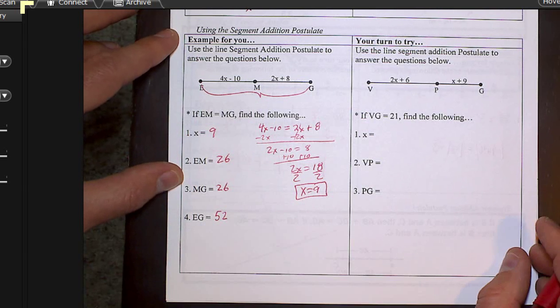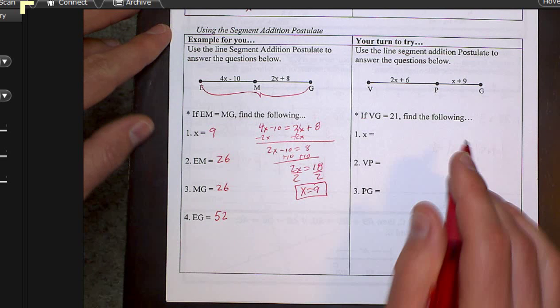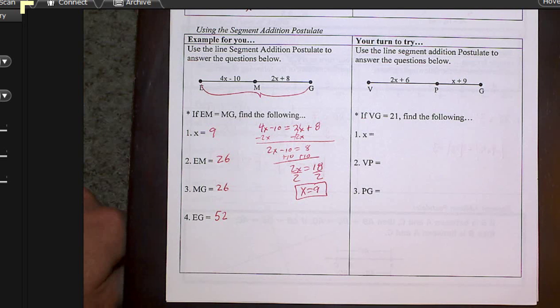There's a problem right to the right of this problem. Go ahead and try that. Hit pause and try that, and then check back with me here in a minute when you're done and see if you did it correctly.